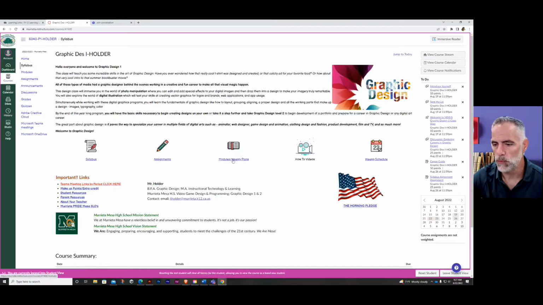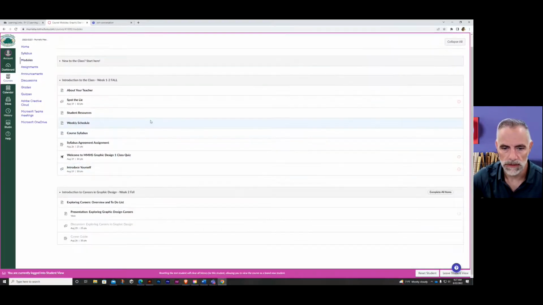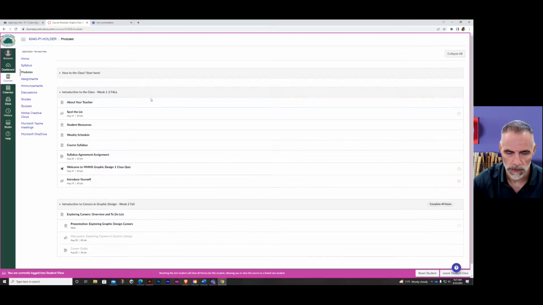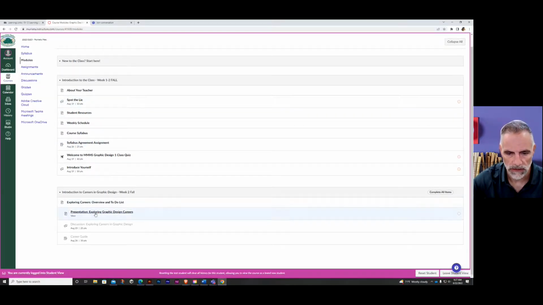If you go to modules and weekly plans, you'll notice that each of these blocks is kind of like a chapter in a book. You could skip past the New to Class Start Here. That's for incoming students who did not start the school year in the class and might be added later on. But in this introduction to the class, weeks 1 through 2 for fall, these are things we've already covered, and it usually is in a linear format. We're already on week 2, careers in graphic design. We're also studying careers in video game design and programming, and doing a little bit of review right now for Graphics 2.